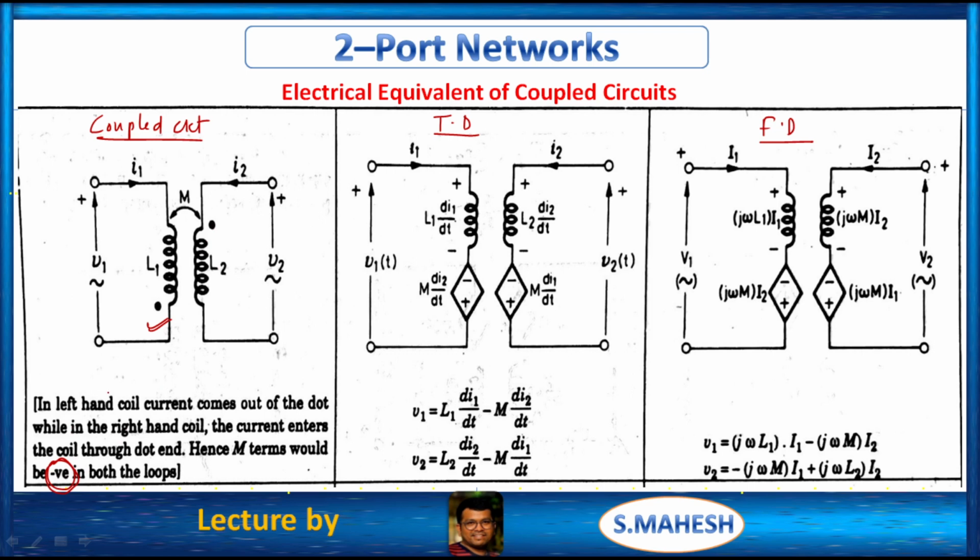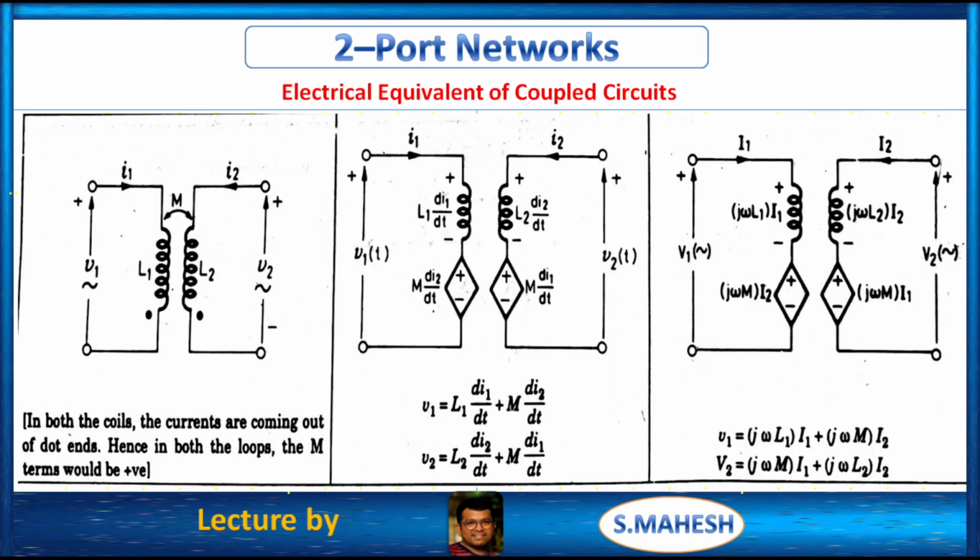If the current enters from both the ends, then we can say that is positive M. If the current leaves from one end as well as the current enters from one end, we can say that M should be negative. Okay, so this is the analysis of time domain from this coupled circuit, like that frequency domain. See, that's why we are having negative M, negative M. Clear? Yeah, here we can provide negative value here, negative value here.